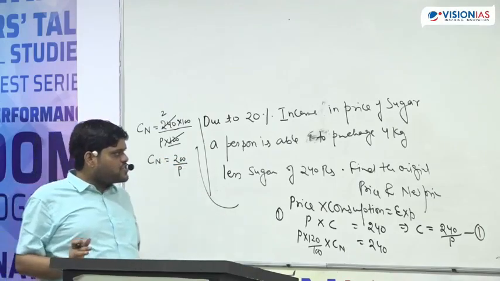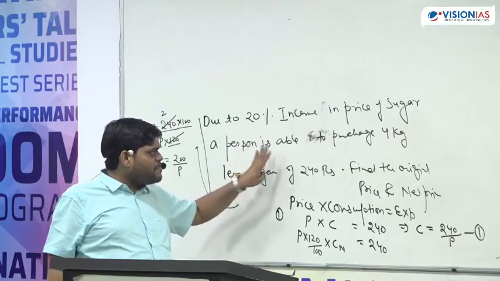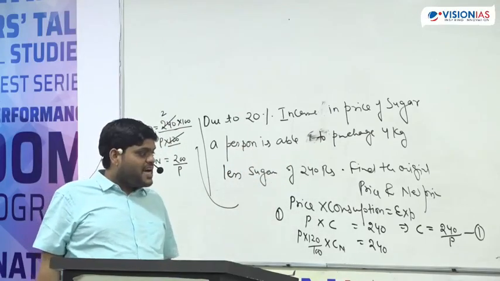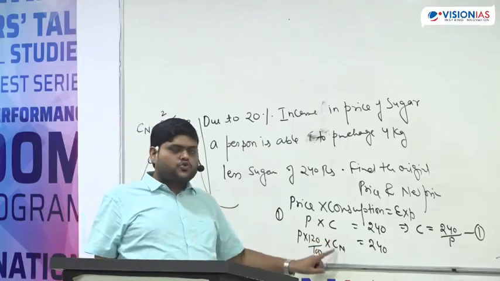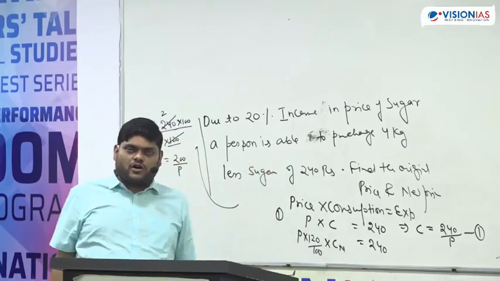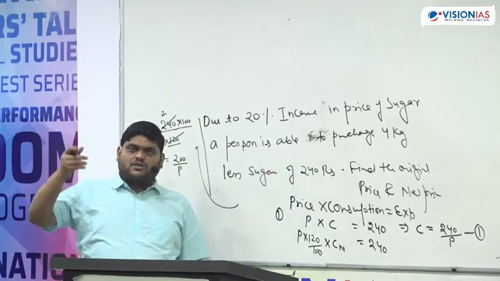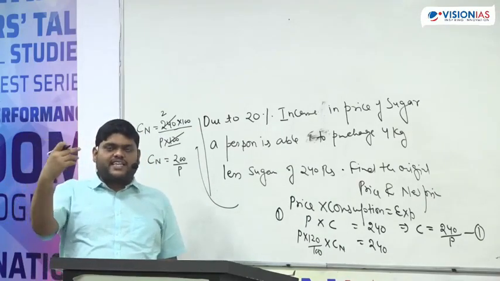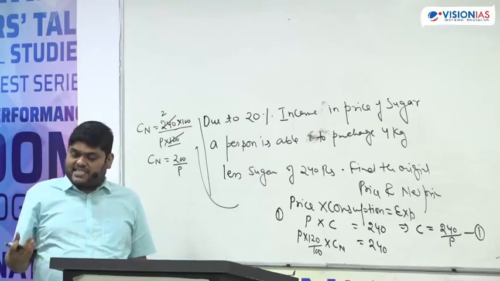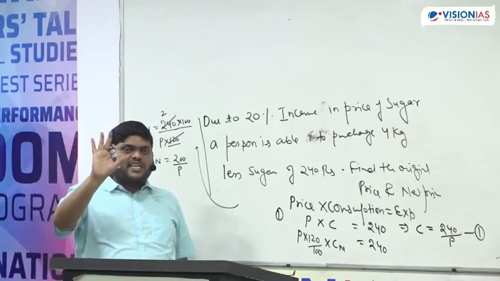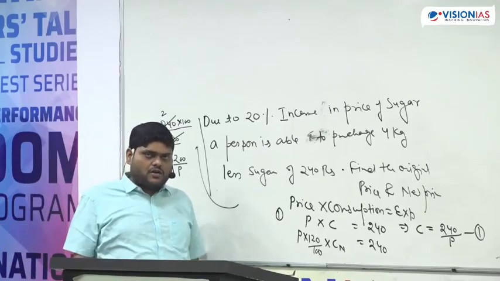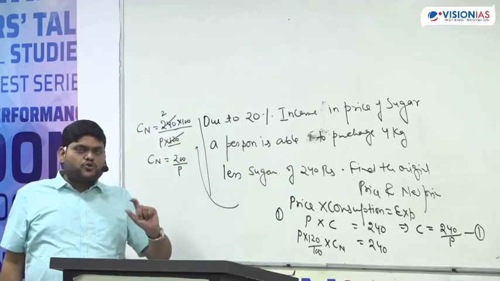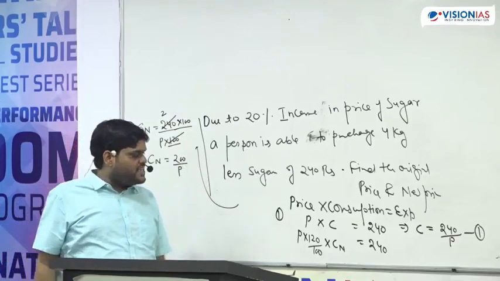Now what is the question? The person is able to purchase 4 kg less sugar. That means the difference between these two should be equal to 4 kg, or not? Because suppose today you are purchasing 10 kg sugar, tomorrow you are purchasing 6 kg sugar. So I can say that tomorrow you are purchasing 4 kg less sugar, or not? So 4 kg less sugar means the difference between these two should be equal to 4 kg, or not?